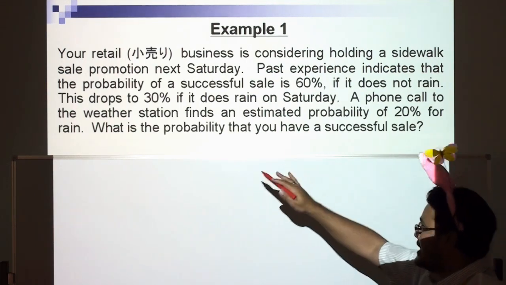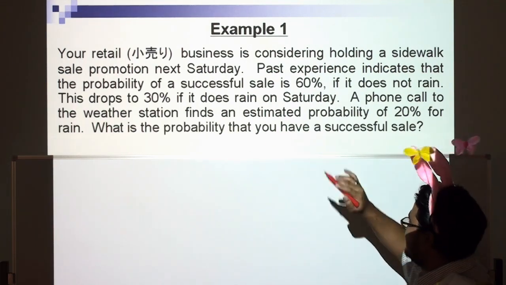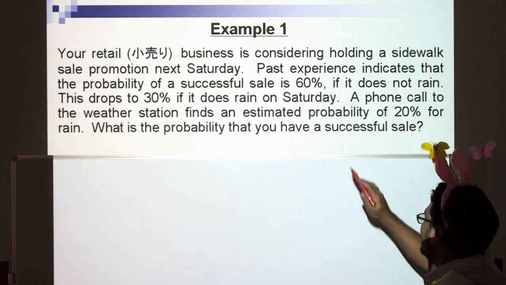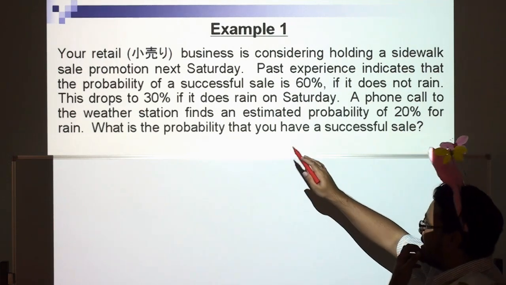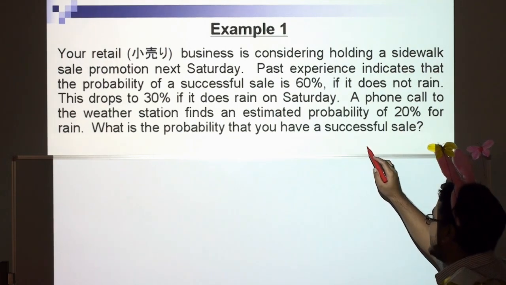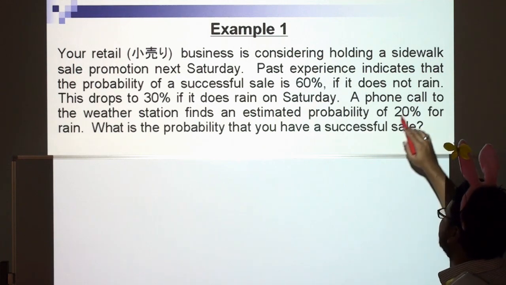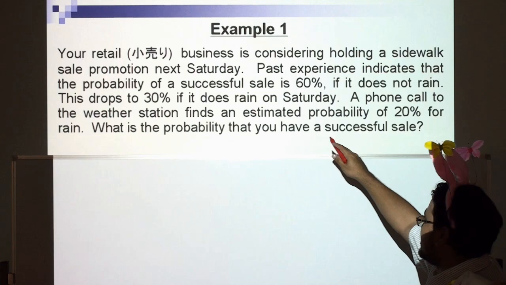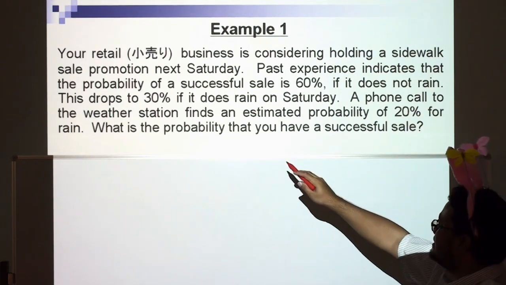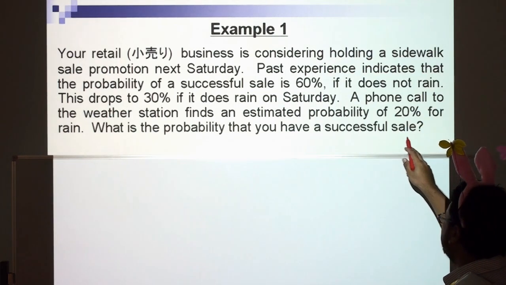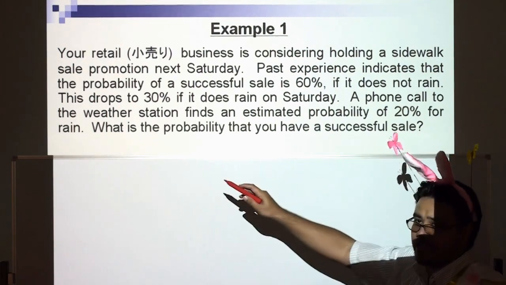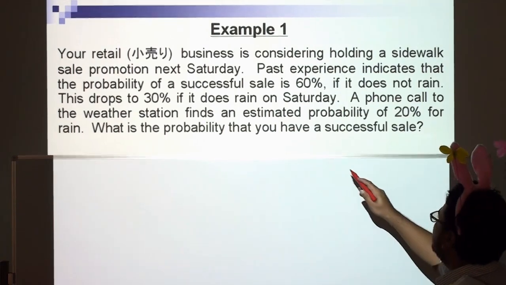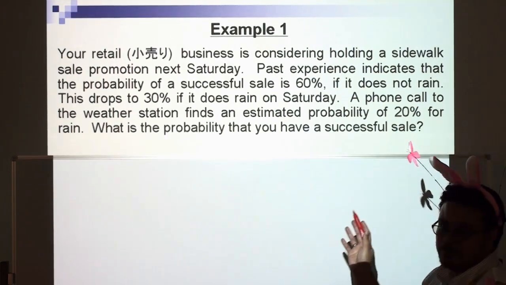Okay, let's start off with an example. This will really help you. Imagine that your retail business is considering holding a sidewalk sale promotion next Saturday. Past experience indicates that the probability of a successful sale is 60% if it does not rain. This drops to 30% if it does rain on Saturday. A phone call to the weather station finds an estimated probability of 20% for rain on Saturday. So the question is, what is the probability that you will have a successful sale?